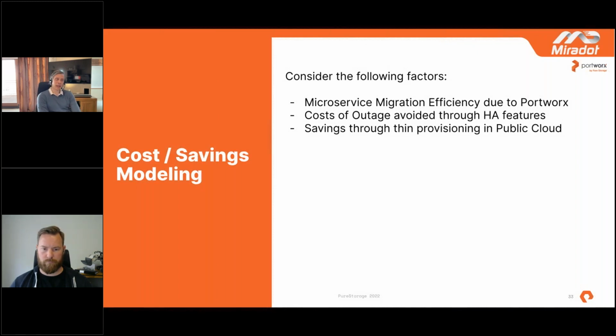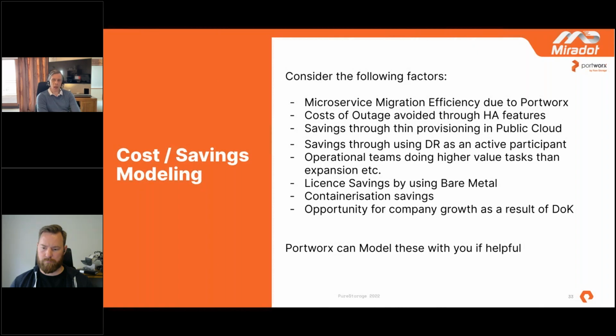An interesting one we had for Audi was that they wanted to thin provision in public cloud. The public clouds don't let you thin provision. They also limit you to the number of disks you can attach to hosts. This means that you might have more hosts than you want. We can avoid those issues as well. You can, as I said, use your DR site as an active participant in your estate, doing something like UAT testing, and your operational teams would be able to do other things other than doing this toil that we've seen.